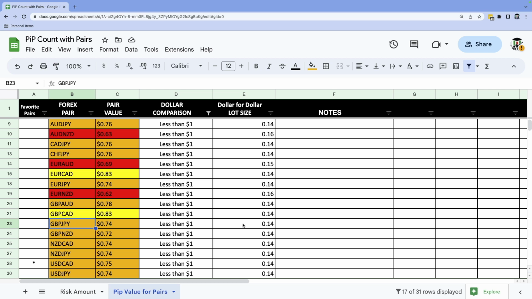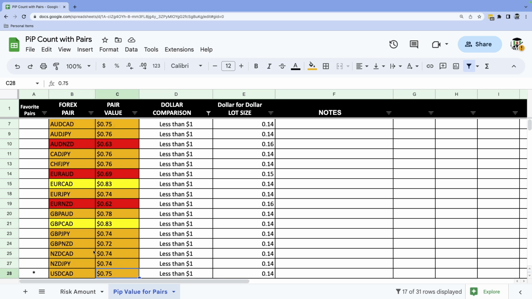And again, with this one, you would literally have to take a 0.14 lot size in order to be dollar for dollar with this particular pair. USD CAD, that's 75 cents. You even have Euro AUD, which is only 69 cents. Look at this. The Aussie dollar versus New Zealand is 63 cents per pip. You have to take a 0.16 to be dollar for dollar with this particular pair.